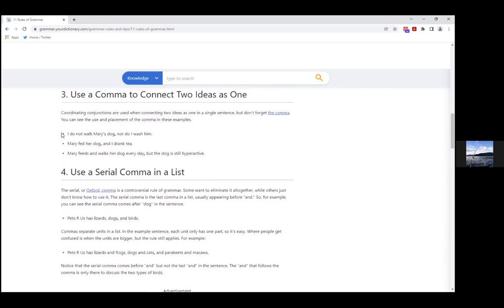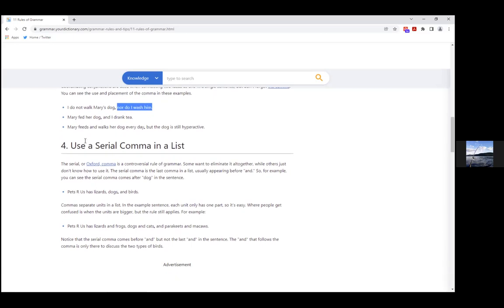Does this make sense? Yep. Do you want me to try it out? Absolutely. Let's try this one. I do not walk Mary's dog, nor do I wash him. Exactly. You have the correct pause in the sentence. So that's good. You've covered the subject, you've introduced it, and then you've connected it and completed your thought. And that's kind of a big key to clear communication.